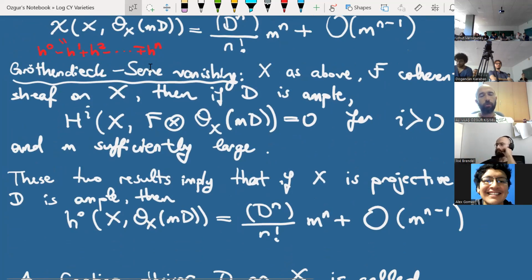So if higher cohomology vanishes, that's for i greater than 0, so H1, H2, and all the higher terms would vanish. Then the Euler characteristic would be equal to H0, and you would be able to count sections. So these two results would say that if D is ample, then in particular you could take F equals the structure sheaf O, and H0 of X, O_X(mD) grows like d to the n over n factorial times m to the n plus lower order terms.